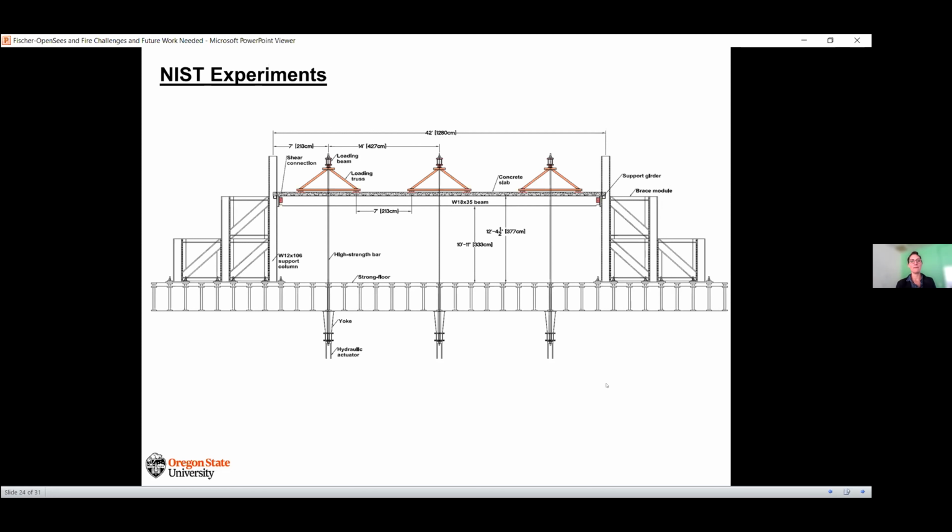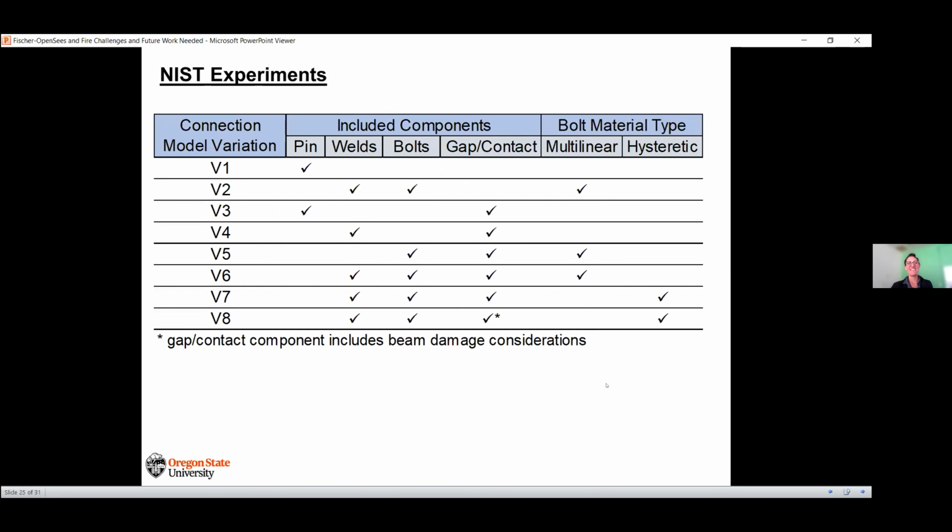All right, so they collected a lot of data. That data is readily available, but we also collaborated with them to gain access to some of the more processed data, so that we can access it a little bit quicker. And we simulated these experiments in 8 different ways. The first being assuming an idealized pin connection.